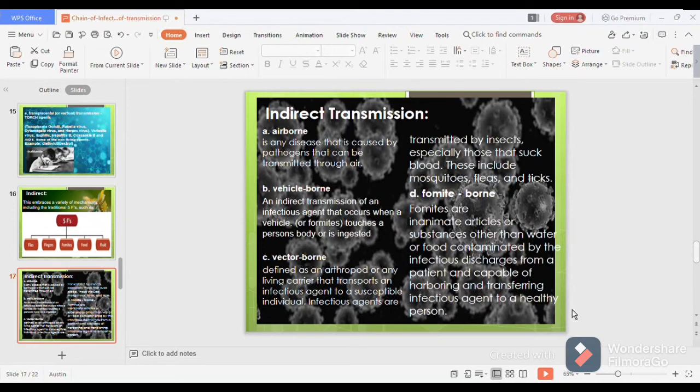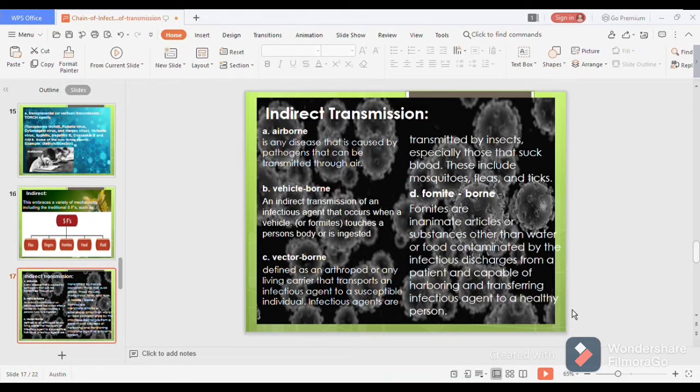Next is the vehicle-borne, an indirect transmission of an infectious agent that occurs when a vehicle touches a person's body or is ingested. So, such as the sa mga sasakyan ang kanang aso or ang ilahang aso na gikan sa makina, mas easily pud siya maka-transmit og mga bacteria or mga microorganisms na maka-harm pud sa imong body. Dali lang pud ka makasagap og virus.